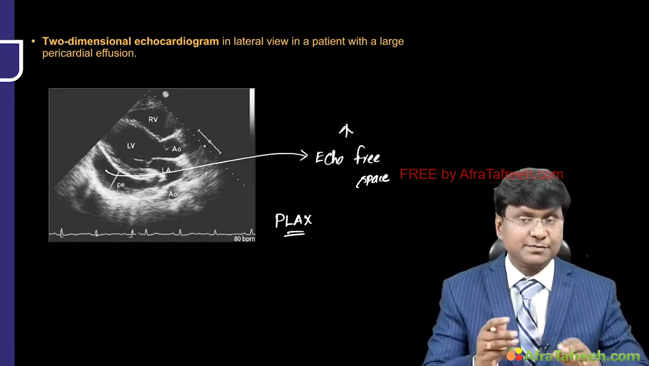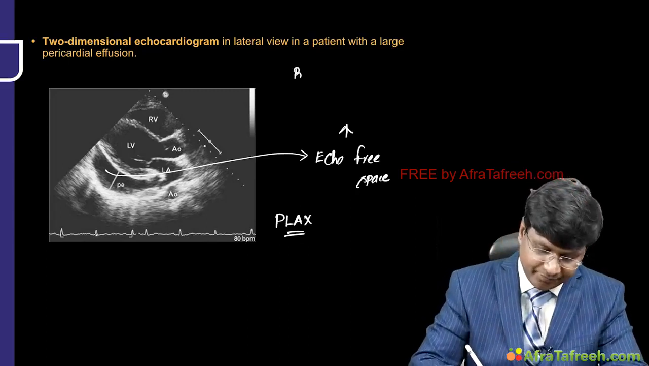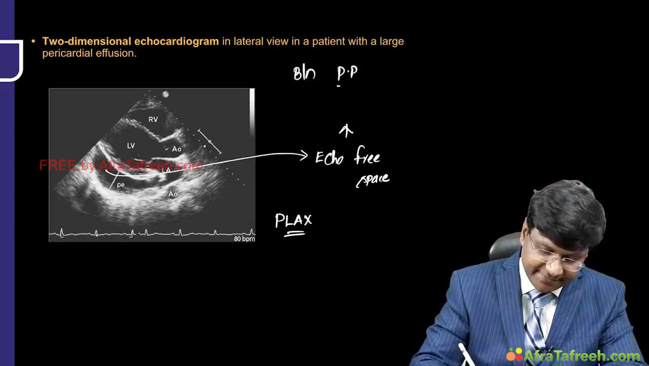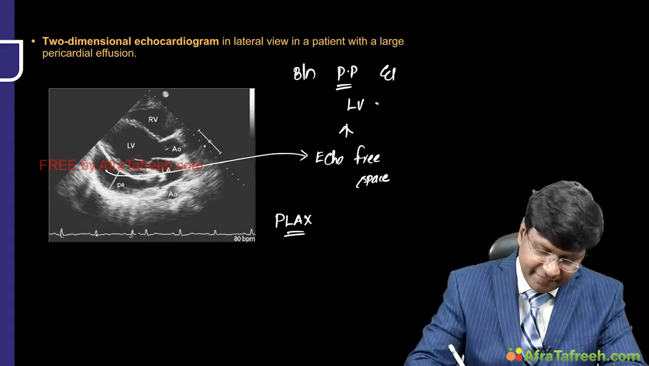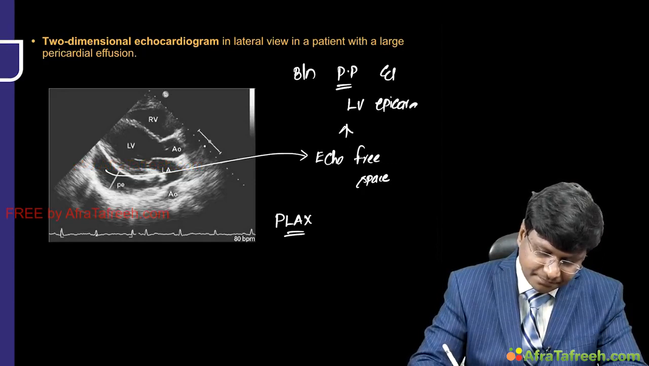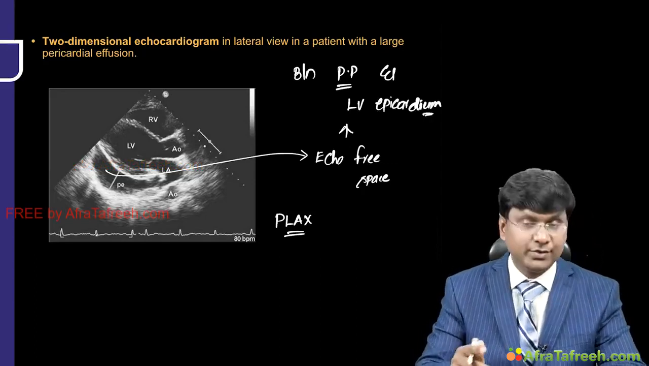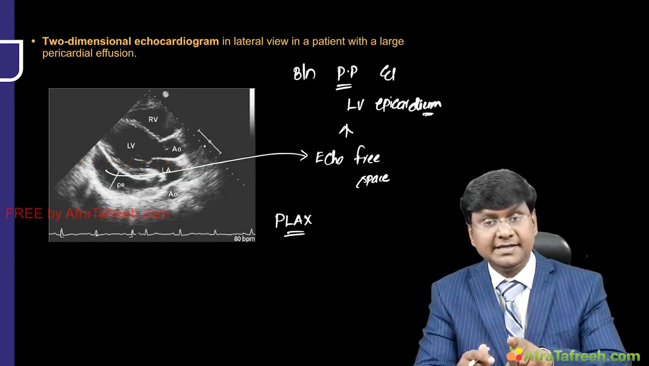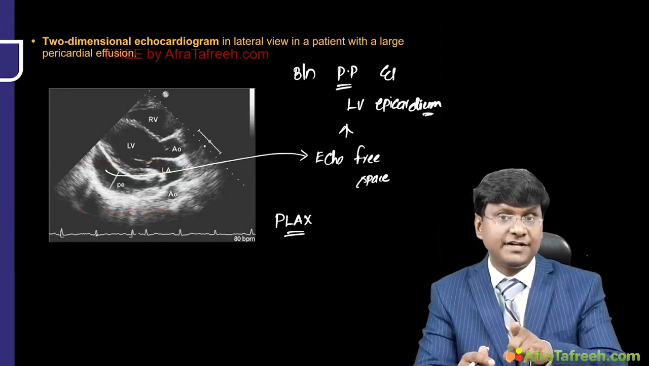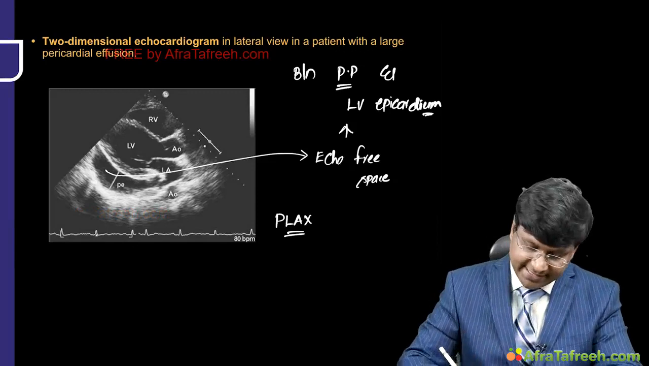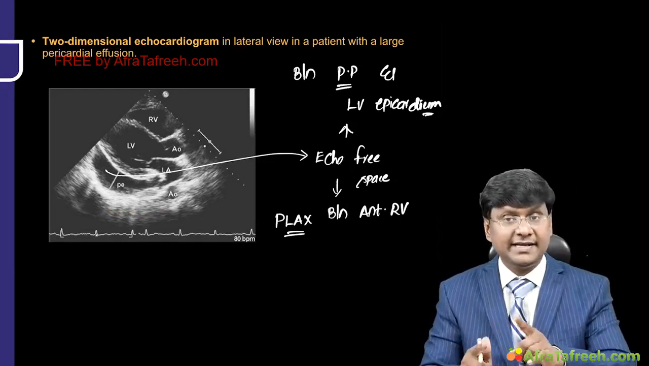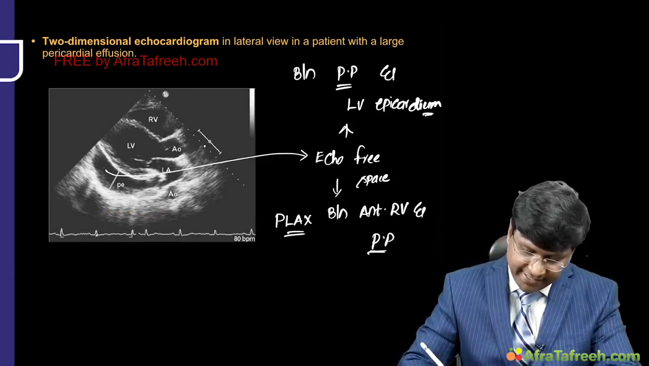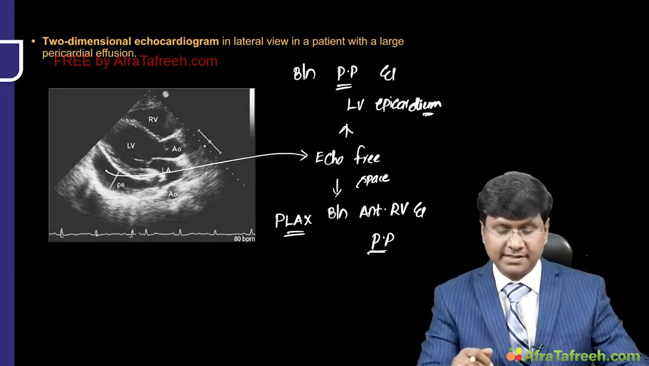This particular echo-free space is present between the posterior pericardium, PP, which stands for posterior pericardium, and the left ventricular epicardium. So this is one place where you can find the echo-free space. The other place where you can find the echo-free space is between the anterior right ventricle and the parietal pericardium. So there also you can find the echo-free space.